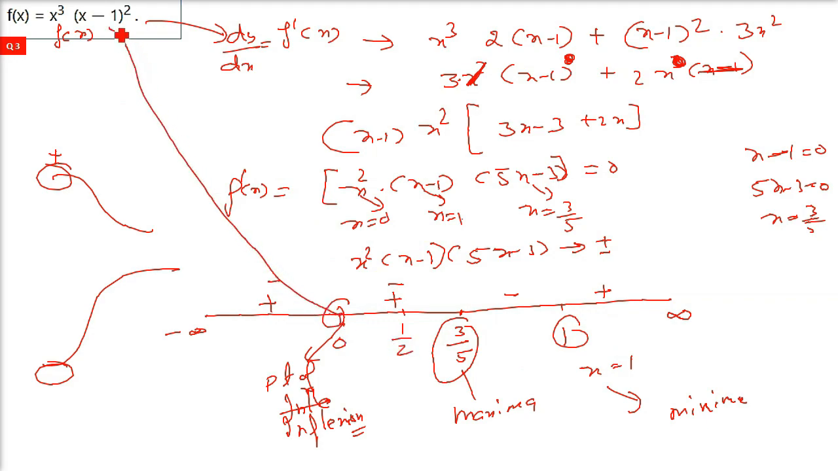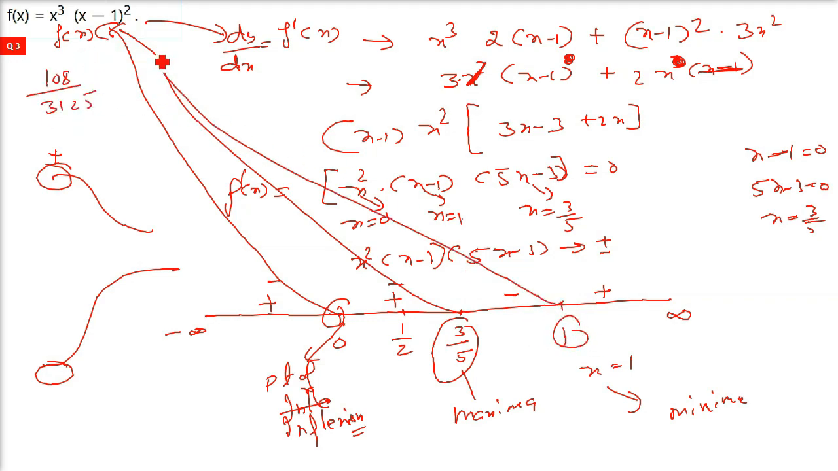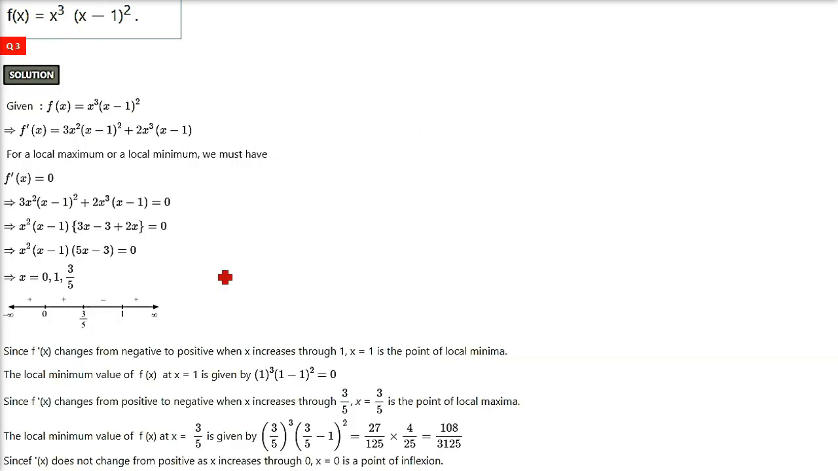Alright. Now what are the values of these inflection, maxima, minima? First you will place 0, then you will place 3 by 5 and then you will place 1. Okay, 1 is of course 0. 3 by 5 is going to give you 108 by 3125. Alright, and when you put 0, it will be 0. So 0, 0 and 108 by 3125 are the values. So you have to find out the critical points and also the values of minima and maxima at the critical points. So this is the whole solution in front of you. I hope you will be able to do it. This is quite straightforward if you understood the first question.